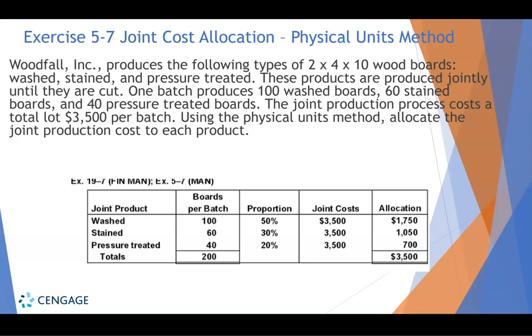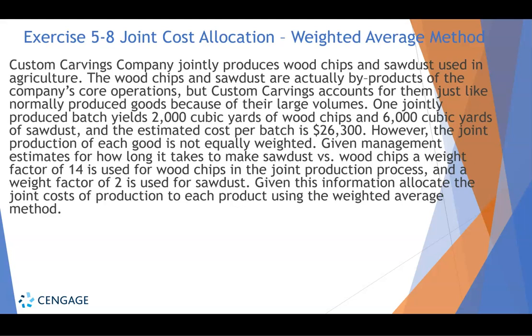So here you'll see we've got the boards per batch, and the washed boards are 50% of the total batch. Stained boards are 60 of the total batch, which amounts to 30%. And the pressure treated are 40 of 200, which amounts to 20%. So those joint costs will be allocated based on physical units.